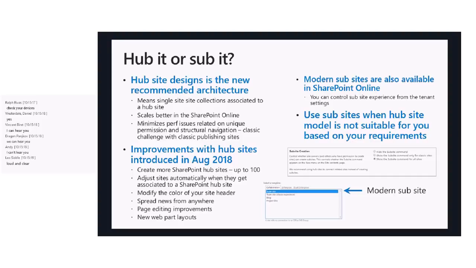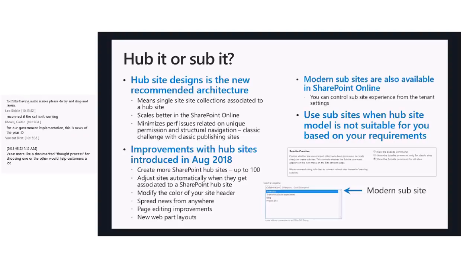There is a subsite creation option in the tenant admin settings, which you can use to manage whether subsite creation is available for classic sites only or for modern experiences only. And if you are interested in the modern subsite, if you go to any site collection in SharePoint Online and create a subsite, there is now a team site without the classic experience node, and that is the modern subsite. So that's basically what's available.